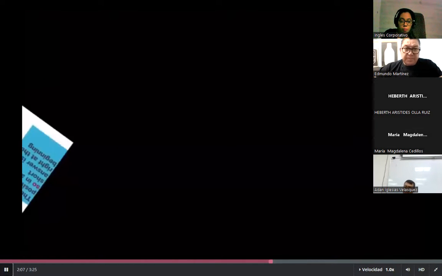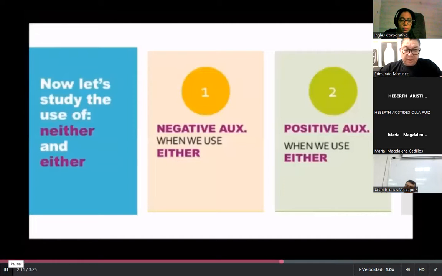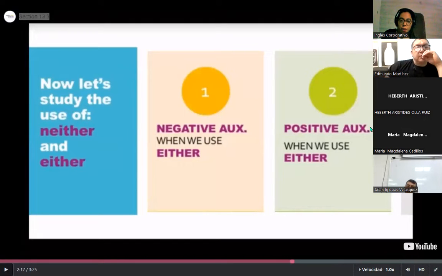Now let's study the use of neither and either. To show agreement with negative statements, we can use neither and either. We are going to use a different one, right? Ya vimos so and too, ¿verdad? Y aquellos, o sea, doubles of this one. So we are going to use it in agreement, so when you agree with something with another person.